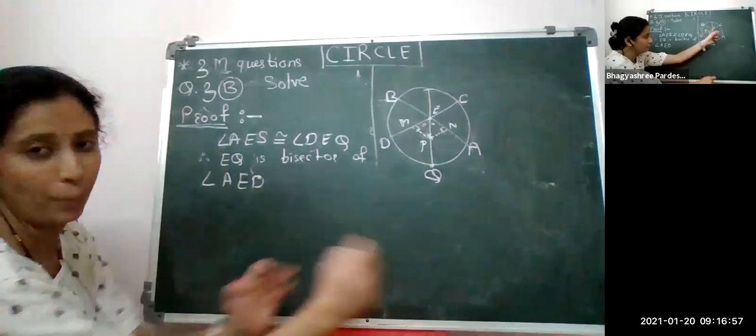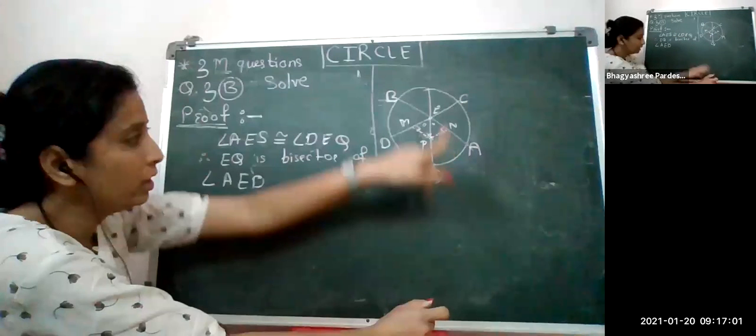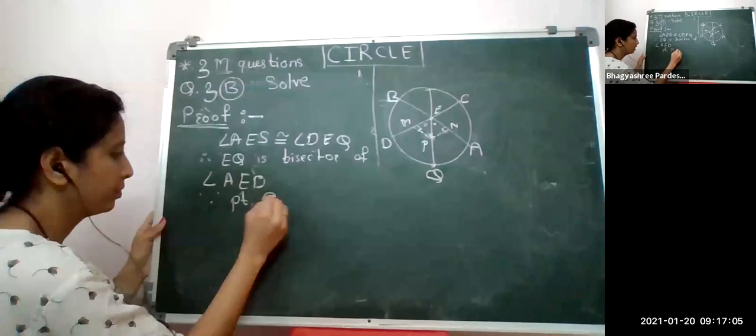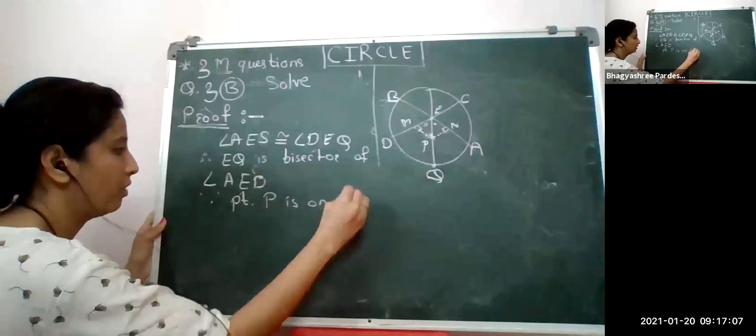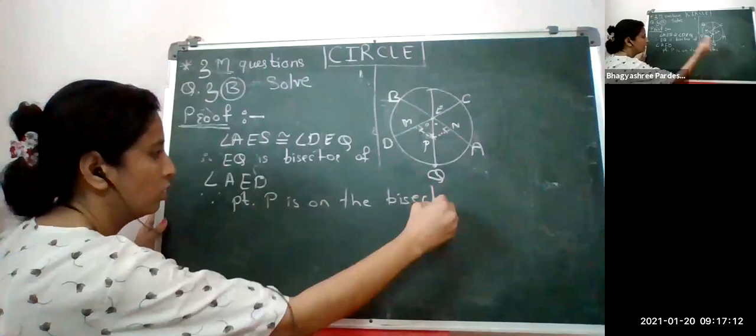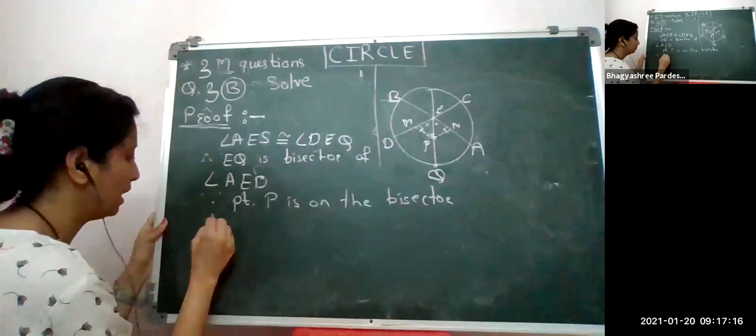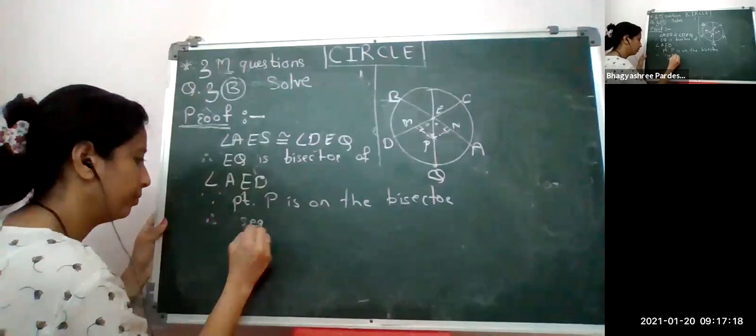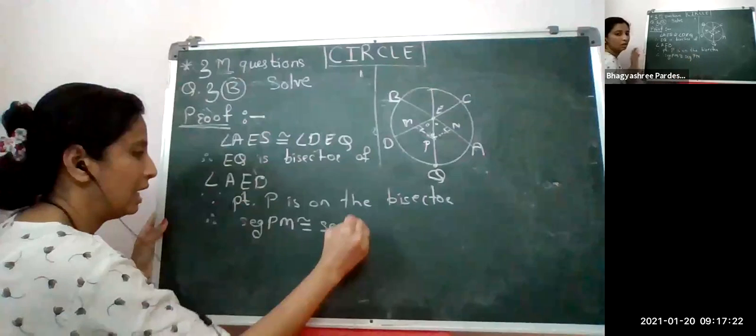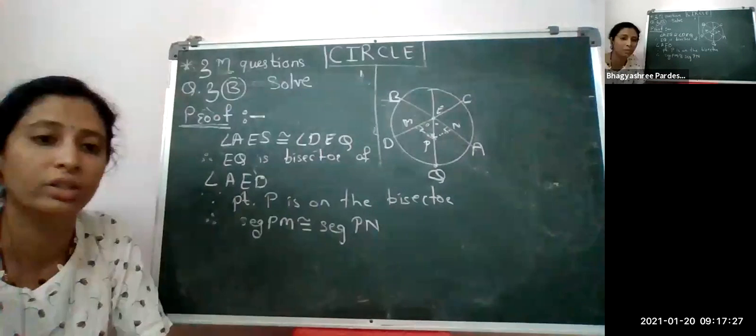Now, if you look properly, this point P is actually on the bisector, right? Since point P is on the bisector of the angle, therefore I can directly say that segment PM is congruent to segment PN. So what is the reason? What reason will come here?